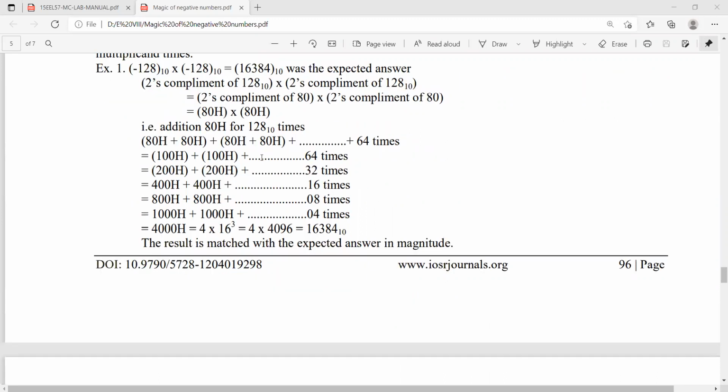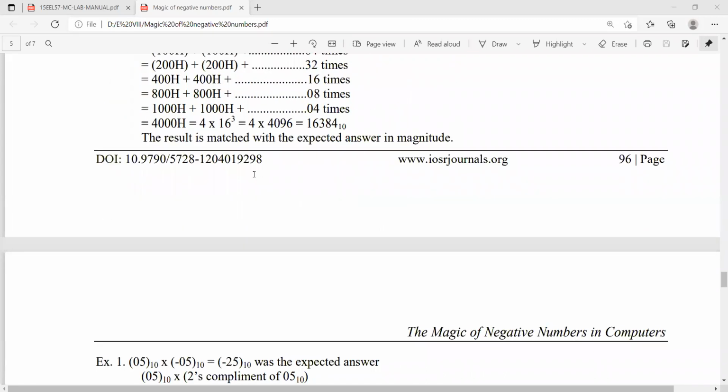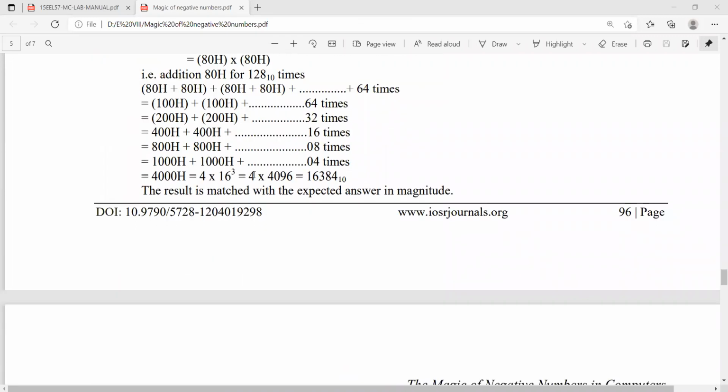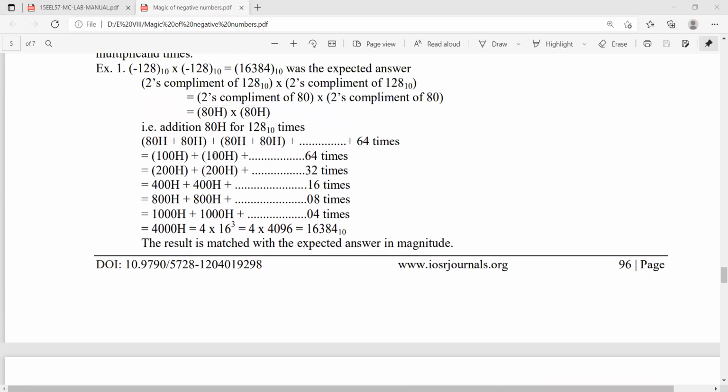Okay. So like this, we can do the repeated addition. Multiplication is nothing but a repeated addition. So in the program also, you can keep one of the numbers as a count. The other number you can add for the count number of times. So that is the general process.